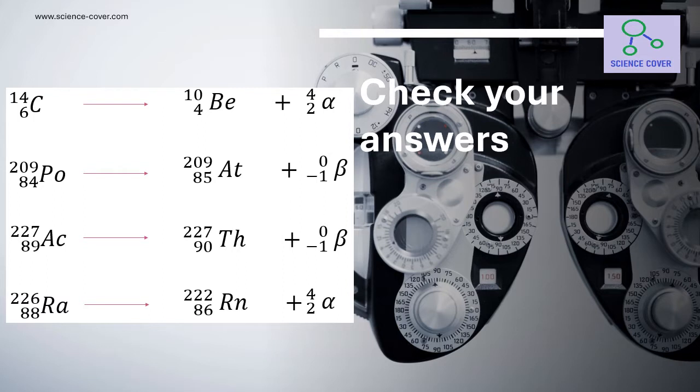Polonium 209 and 84 will become astatine 209 and 85, and the beta particle given off should have a 0 as the mass number and -1 as the atomic number.